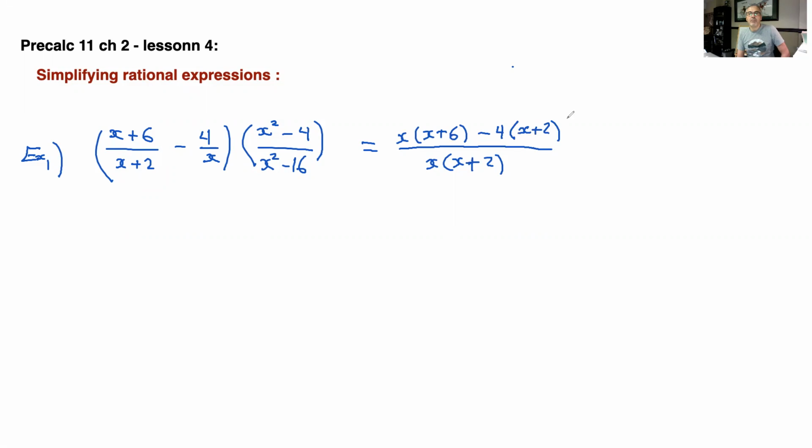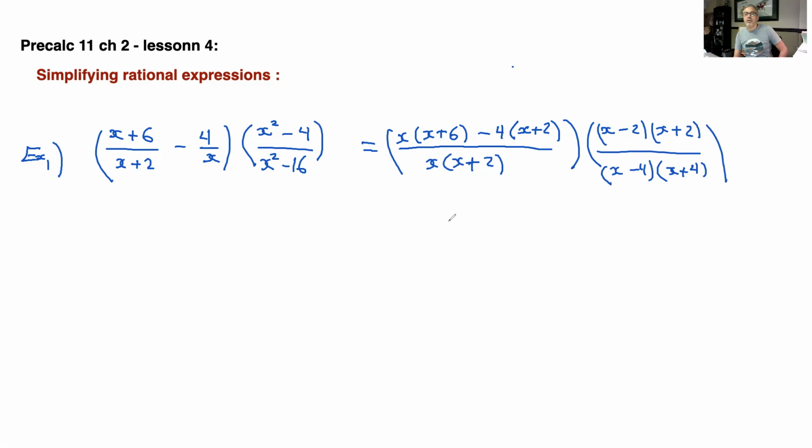At the same time, keep this in brackets for now. And this here, we have to work on this as well, this second brackets. And this is just basically factoring the difference of squares. So x plus 2, x minus 2, x plus 4, x minus 4 in brackets.